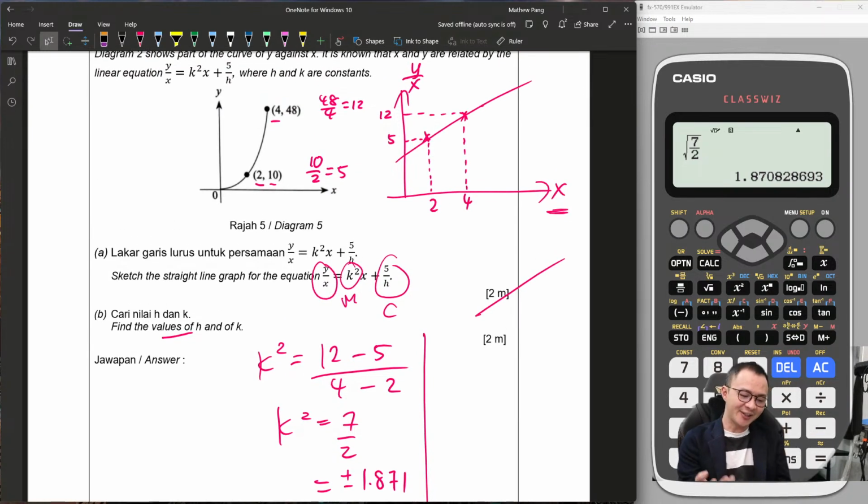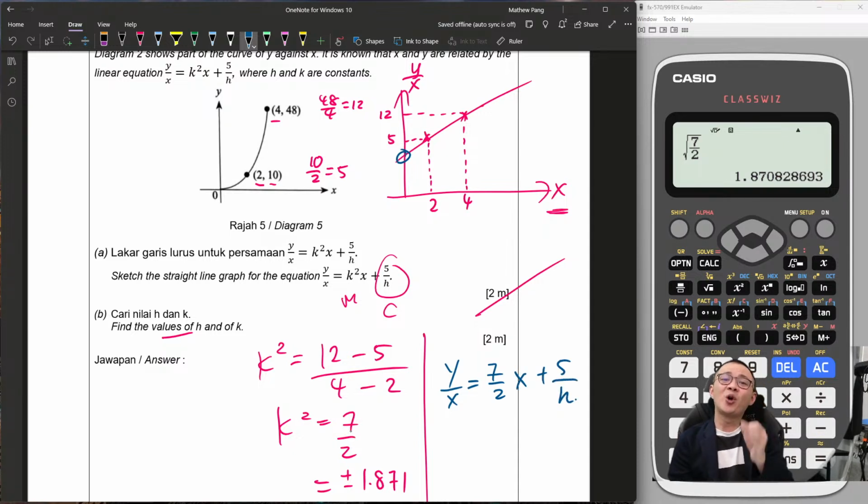Okay, then I want to find the h. So my h is a c, but I do not know exactly what the c value is. So I can just sub the things into my equation. Rewrite y over x, k squared is 7 over 2, x plus 5 over h. Then I can sub in any coordinate on the straight line. So we just plug in the first one. This coordinate is called what? 2, 5, isn't it? 2 sub into the x, 5 sub into the y over x.